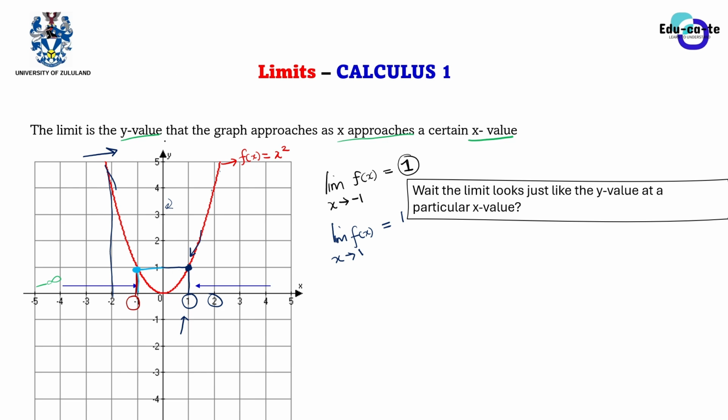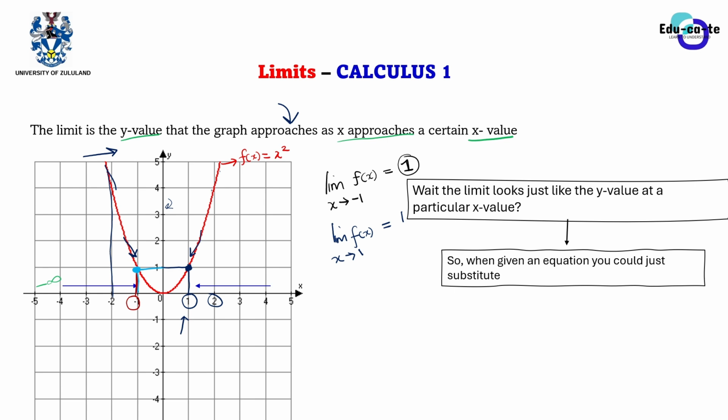But here, when we say that the limit is a y value that is being approached, it just means that we will never get to 1 exactly. That's why we just approached -1 and we approached +1. We never got to 1 exactly. So with this deduction, whenever you're given an equation, you could just substitute into that equation. I mean, that's simple, right?